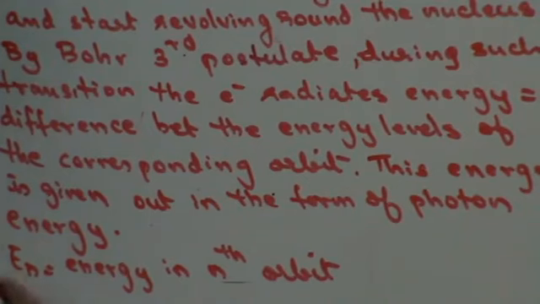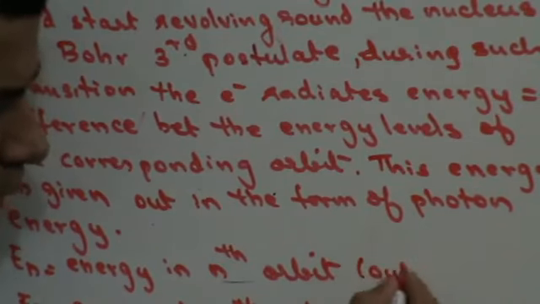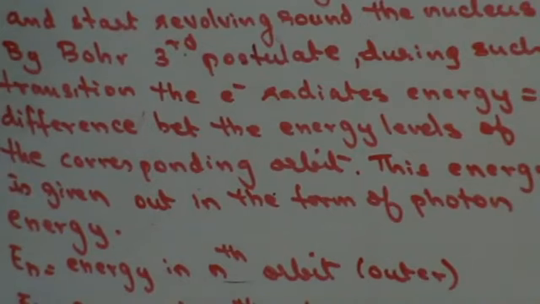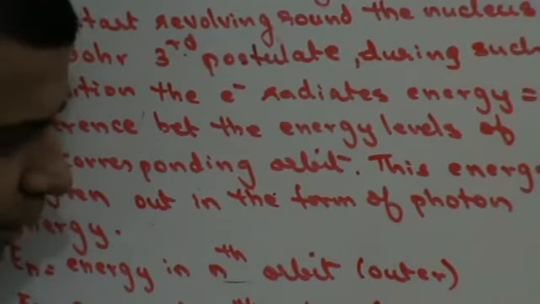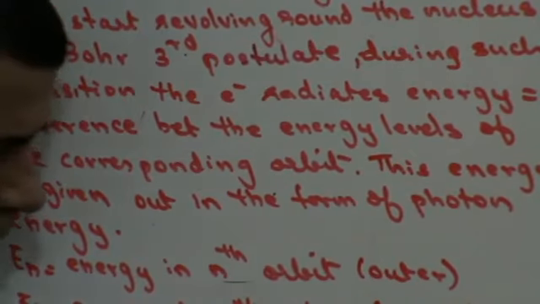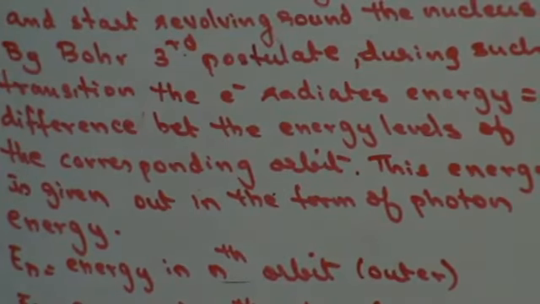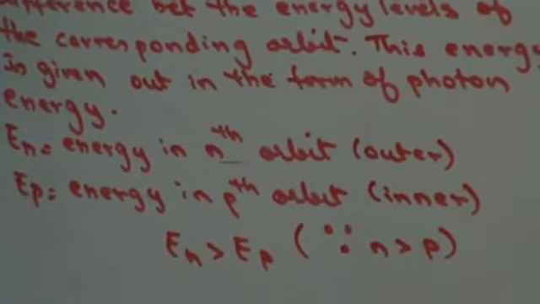Now let's assume that En is the energy in the nth orbit. Let us assume that Ep is the energy in the pth orbit. Now let's assume En is the energy in the nth orbit, which is the outermost orbit where the excited electron had gone, and p is the inner orbit. That means I can therefore say that En is going to be greater than Ep. Why? Because simple, n is greater than p. The energy in the higher orbit is going to be obviously more than the energy in the lower orbit.